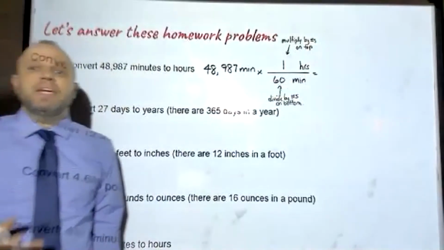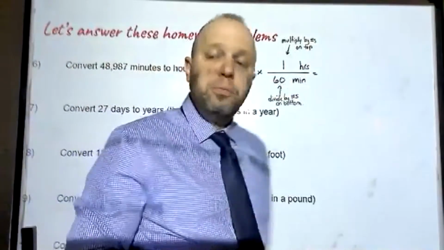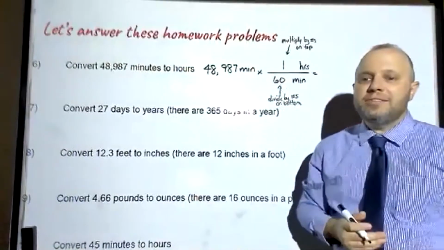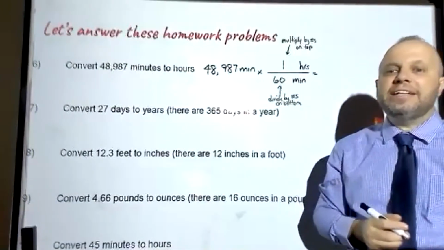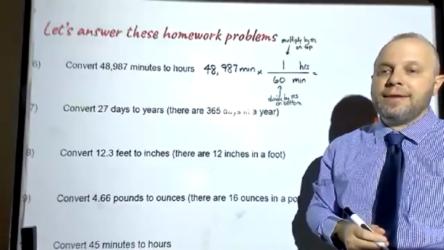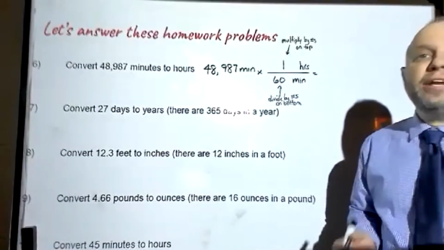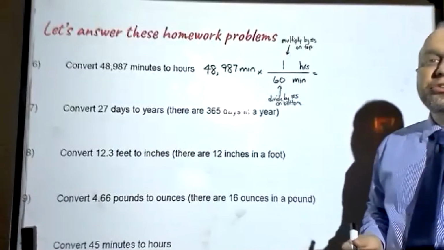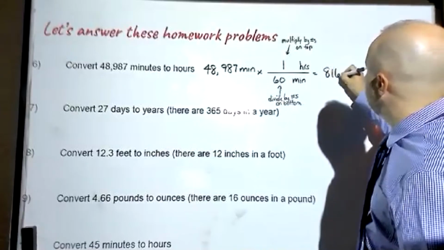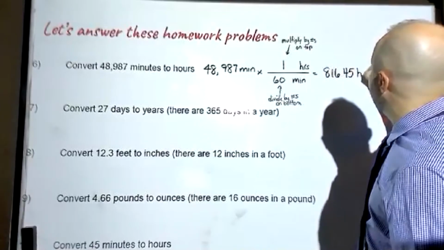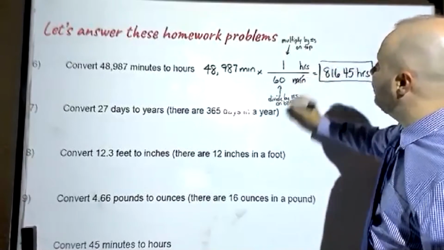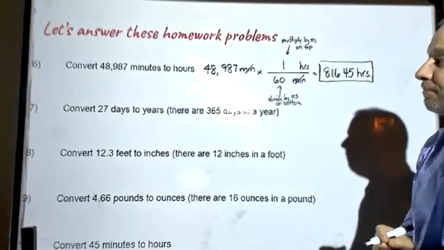So you don't have to type in 1 to a calculator because multiplying and dividing by 1 is not going to change your answer. So go ahead, try typing in 48,987 minutes divided by 60. Okay, so hopefully you had a minute to type that in. So when you're done with that, you wind up getting an answer of 816.45 hours. Your unit minutes here drop out.